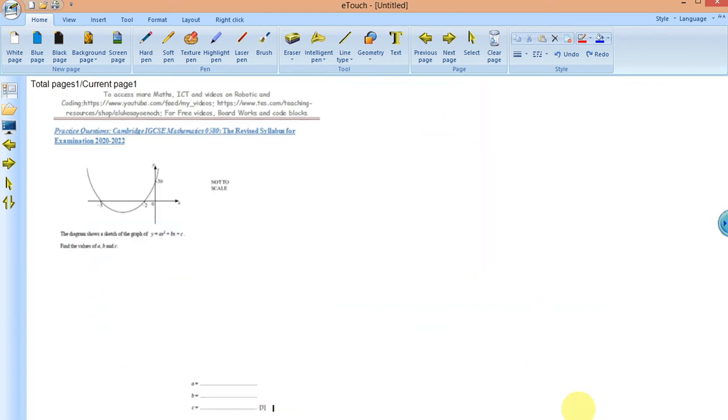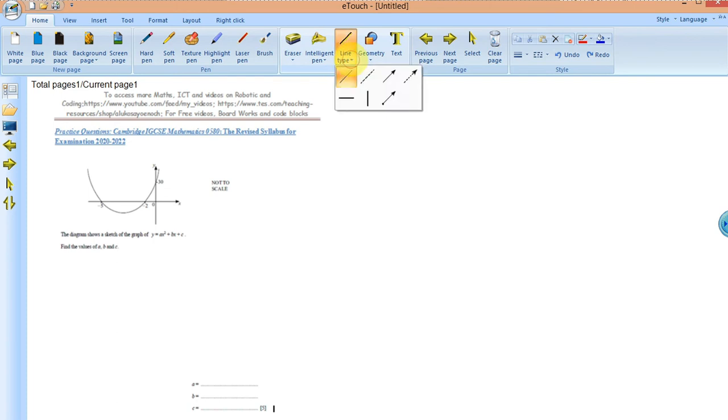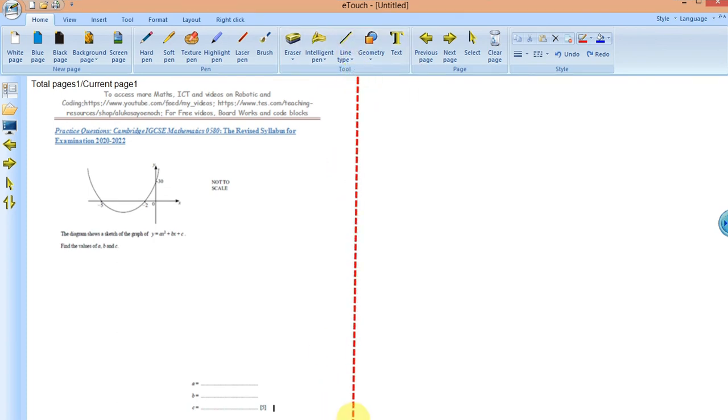Okay, guys, here is the next question, question 3, and it reads: the graph shows a sketch of the graph of y equals ax squared plus bx plus c. Find the value of a, b, and c. Okay, guys, this is not drawn to scale. Okay, no problem about that. Let me go ahead and demarcate in order to complete this.